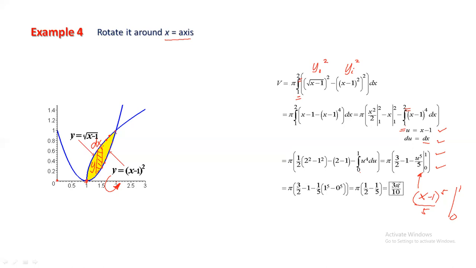Okay, so the rest of these are just math. You just substitute. So your u raised to 5 over 5. So your u is 1 raised to 5 minus 0 raised to 5. So this is your answer for the volume of the solid of revolution. Do you get it? Very good, Janessa. Do you have any questions?